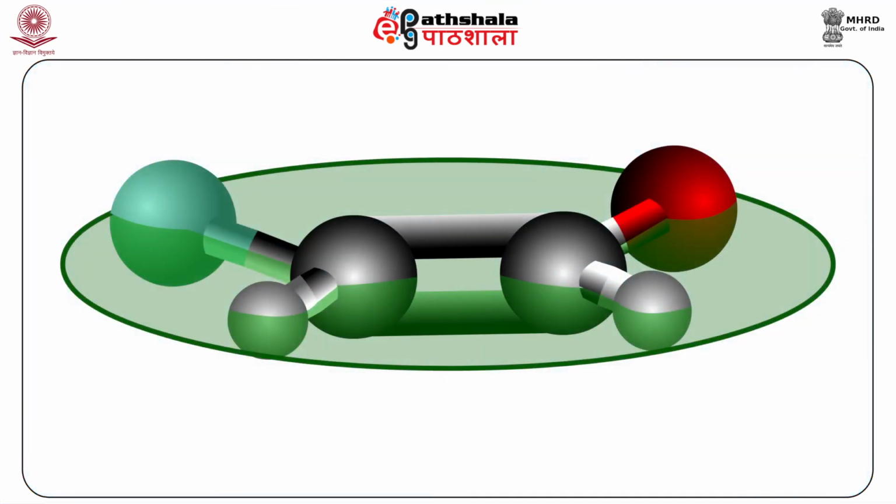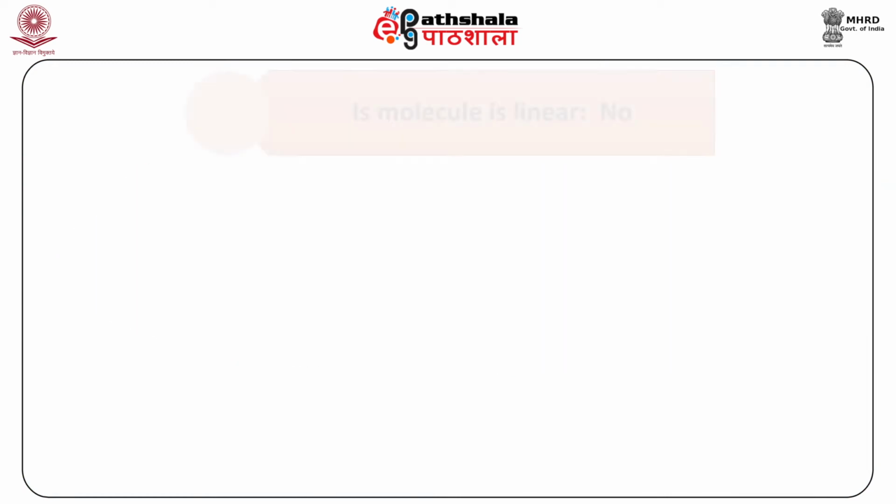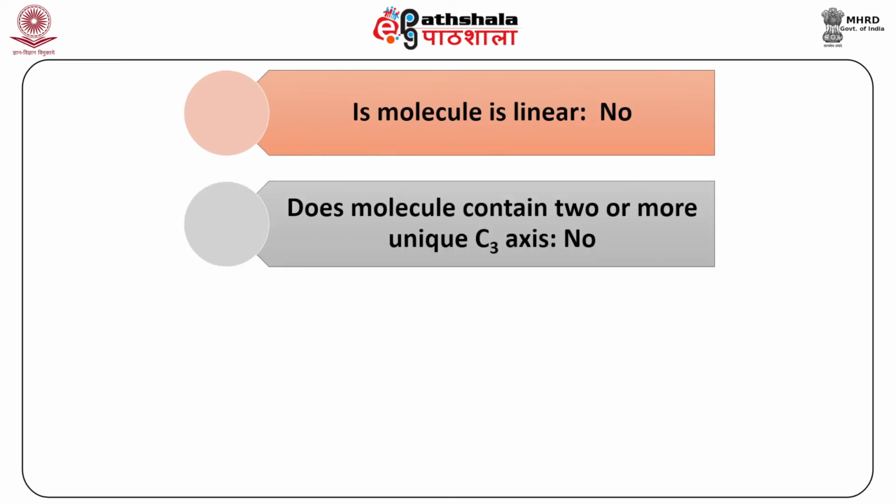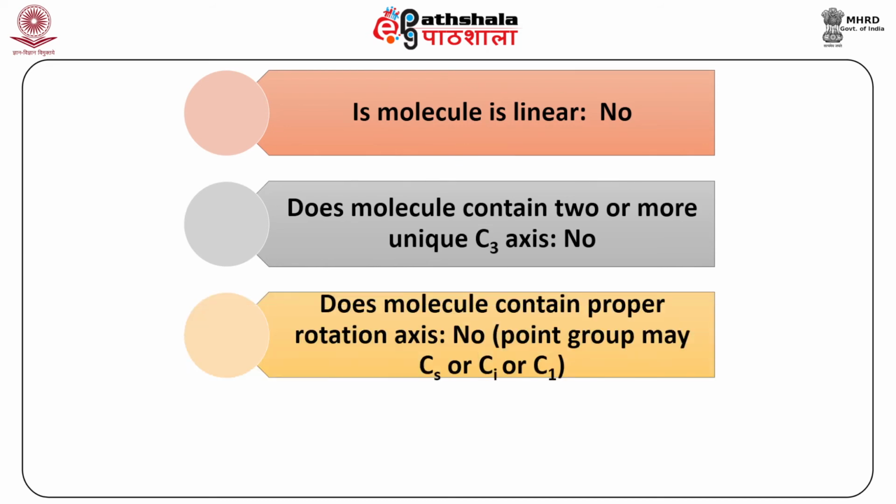The next example, students, is the symmetry elements and operations in the case of Z, that is Zusammen, 1-chloro-2-bromoethylene. The molecule is obviously not linear, you can see here. Does it contain 2 or more unique C3 axes? No, it does not. Does the molecule contain a proper rotation axis? Obviously, because it is substituted like this, it does not. Thus, we have 3 options: Cs, Ci or C1.